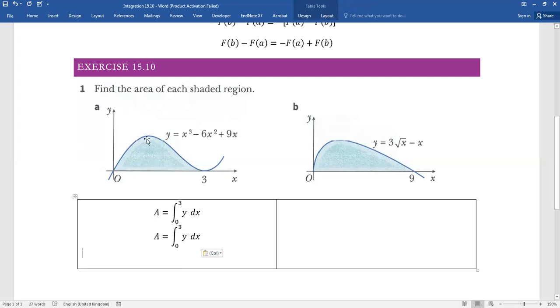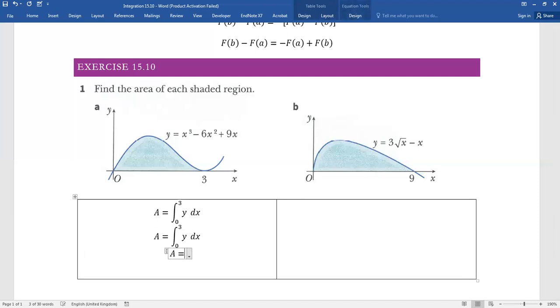Y is a variable; it can vary. Dx is considered a very small change in x. And when I multiply all of the lines, imagine I have many lines on this, and when I add all of them together, that is how I'm getting the entire area. Is this clear? Yes, yes, it's clear.